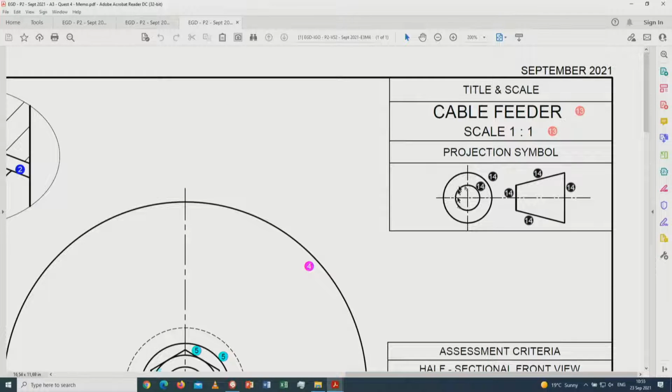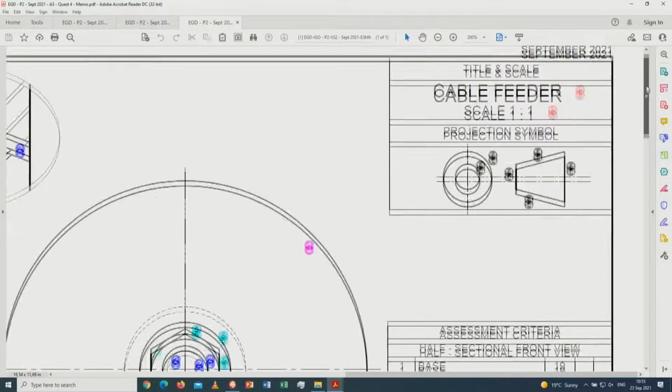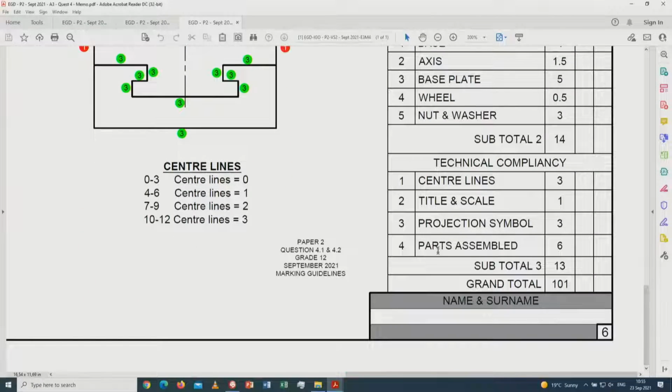It is 1 for the circle, 2 for the other circle, 3, 4, 5, 6 for the lines of the cone. Of course, if this is done on the wrong side, no marks at all. Right, so that is the 3 marks that you will get in third angle orthographic projection, and then parts assembly.